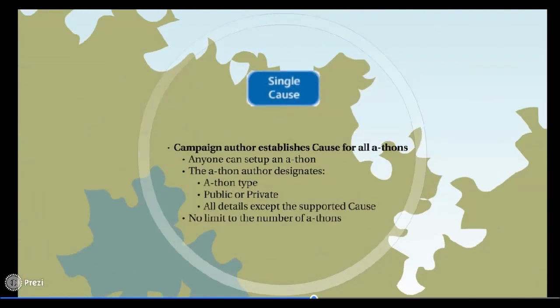Single cause campaigns are at the midpoint of the control spectrum. Anyone can start an a-thon in a single cause campaign, but single cause authors establish the cause that will be supported by all a-thons within that campaign. The a-thon author makes all decisions about the a-thon with the exception of which cause the a-thon will support. As with all campaign types, there's no limit to the number of a-thons that can be set up in a single cause campaign.